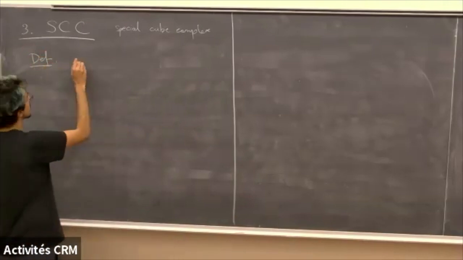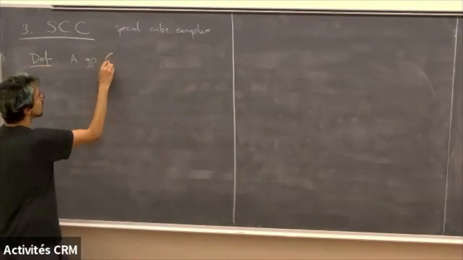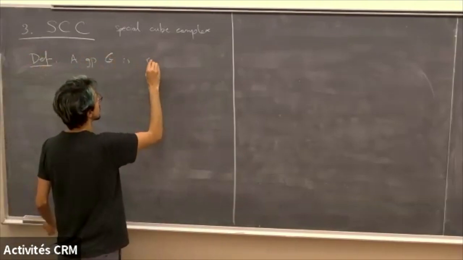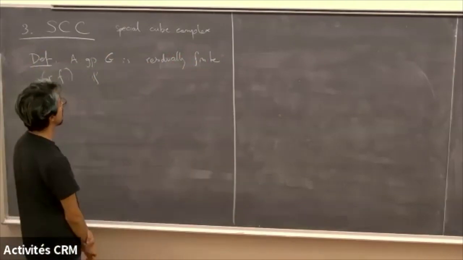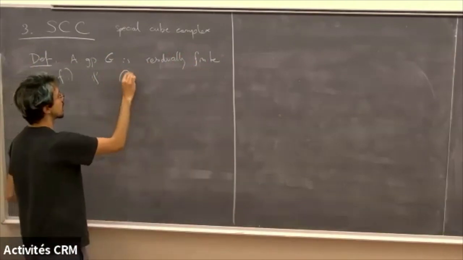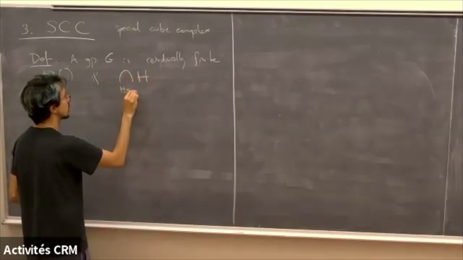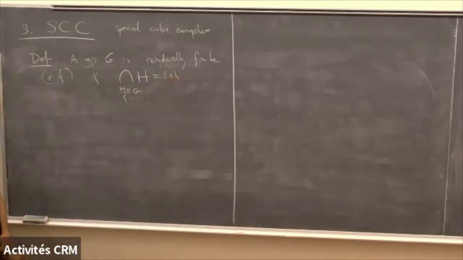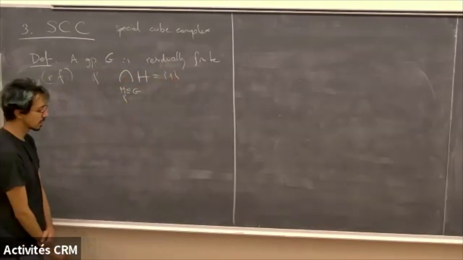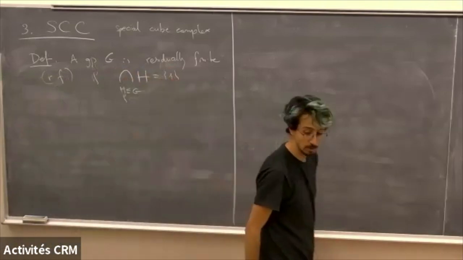So here is the first definition. We say that the group G is residually finite if the intersection of all finite index subgroups in G is trivial, or in other words, for every non-trivial element of G, there is a finite quotient of G in which it's non-trivial.